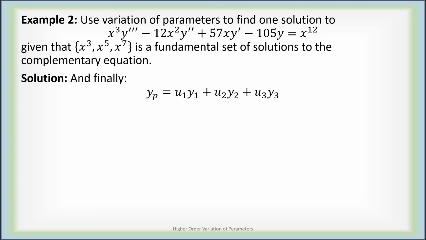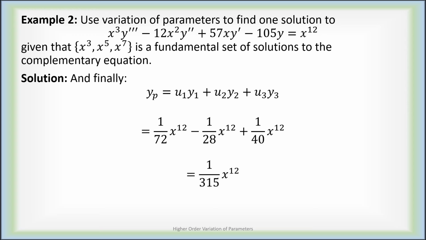So finally, we can say Yp is U1y1 plus U2y2 plus U3y3. We already computed each of those. It simplifies to 1/315 x to the 12th. So in the end, Yp is just a constant times x to the 12th. You may ask, why did we not just use the method of undetermined coefficients?